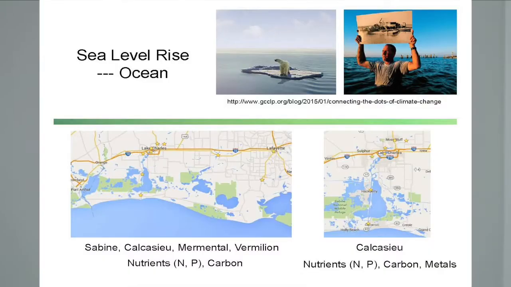Therefore, my dissertation research will address the issues I just introduced with a focus on southwest Louisiana. These 4 rivers are used to study the inputs of nutrients and carbon to the Gulf of Mexico and their trends. The Calcasieu River is used to study how sea level rise impacts the distribution and transportation of nutrients, carbon, and metals in a coastal river.